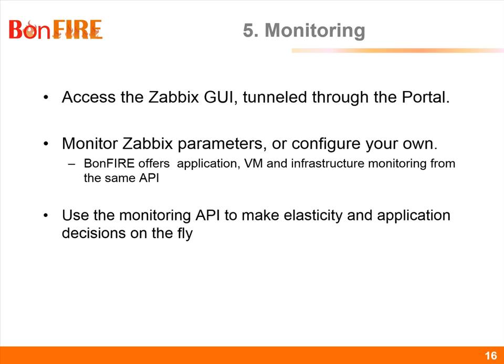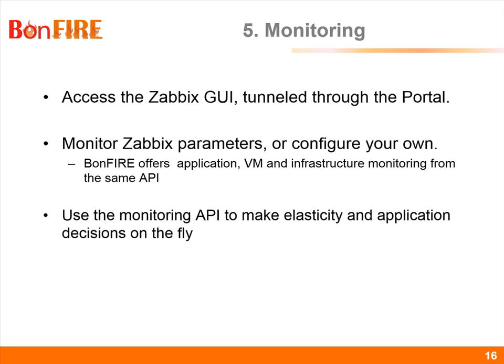Monitoring is important for BonFIRE. We use a Zabbix system. The Zabbix system is deployed by default on all the VMs on BonFIRE. And if you set up a Zabbix aggregator together with your experiment, then it starts gathering monitoring data from your compute resources. Because this is a VM that's running inside the BonFIRE wide area network, it doesn't have a public IP. And to facilitate access to this, we tunnel that web interface through the BonFIRE portal.